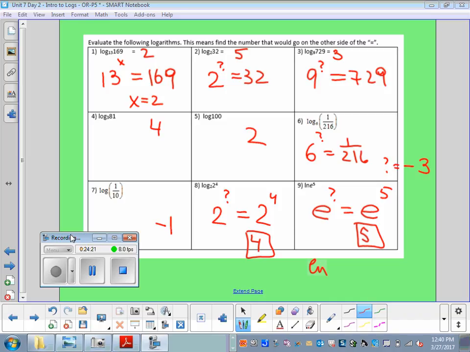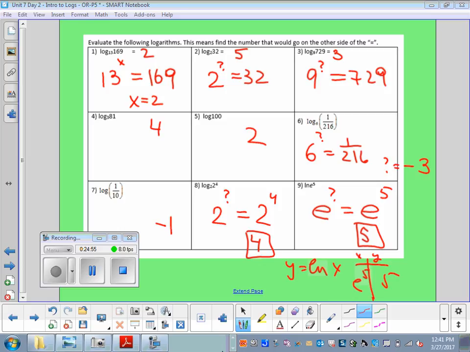So if I have the function y equals ln of x, the natural logarithm of x, and I do my xy table, basically ln means e is equal to e to the power of x. So here my x is e to the power of 5 and my y should be 5. Questions about this?